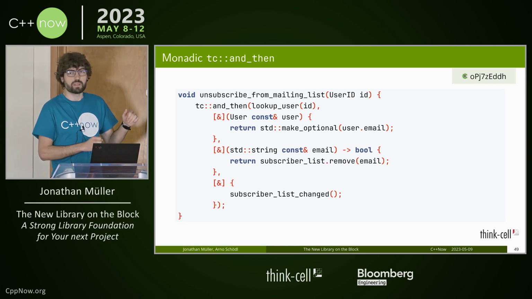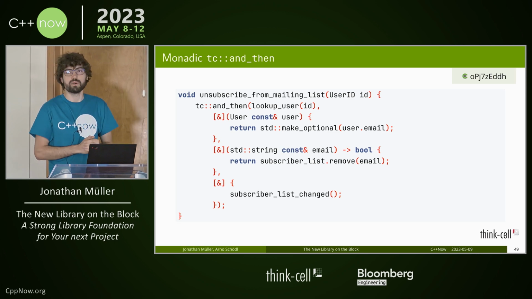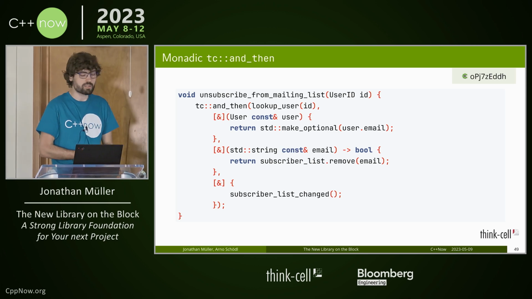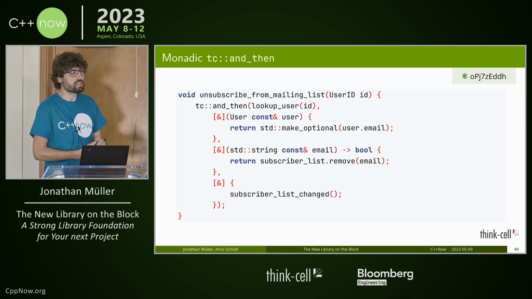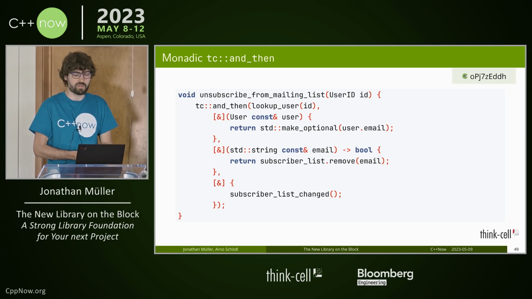So it's sort of like if we return true, then we can invoke the final lambda and notify that the subscriber list has been changed. And this can make dealing with optional or optional-like types a lot more convenient.